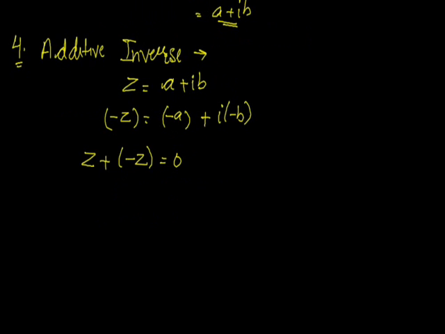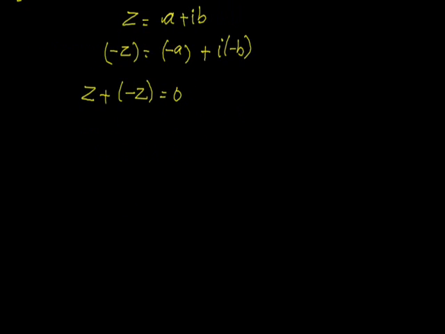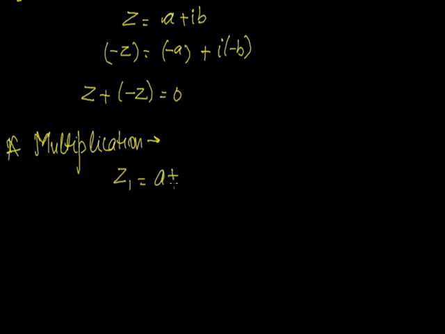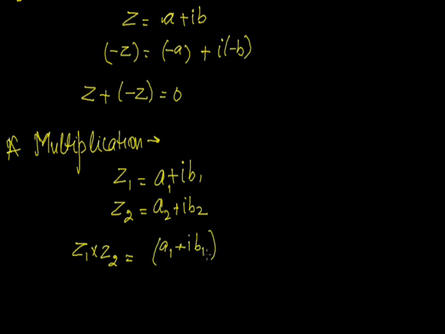Next we will read about properties of multiplication. So that was the properties of addition. Next we will read about multiplication. First, if z1 is equal to a1 plus iota b1 and z2 is equal to a2 plus iota b2, so z1 into z2 is always equal to a1 plus iota b1 into a2 plus iota b2.